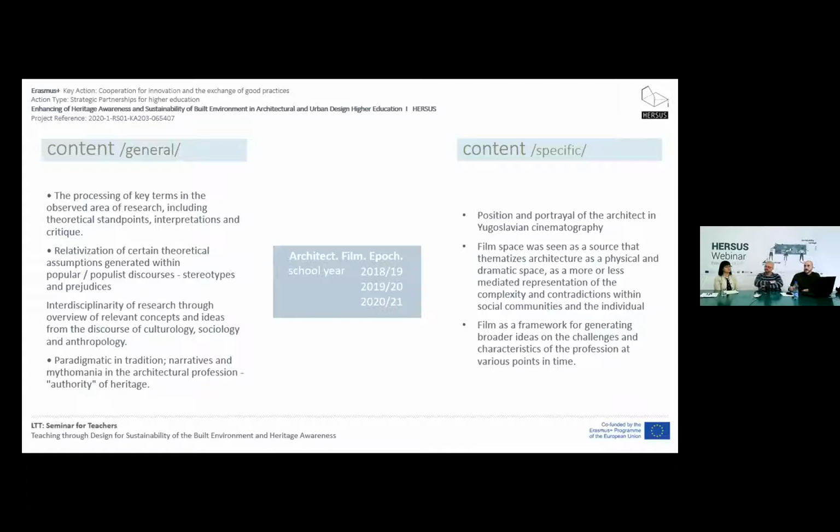Next slide. The general content of the course was directed towards the processing of key terms in the observed area of research, where we tried to implement different theoretical standpoints, interpretations, and critique. That was the first phase, in which we decided to focus on theoretical problems, while the relativization of certain theoretical assumptions generated within populist discourses, such as stereotypes and prejudices, was directed towards understanding the role of heritage in contemporary practice. The focus of research was mainly on questioning the place of interdisciplinarity through an overview of relevant concepts and ideas from the discourse of culturology, sociology, and anthropology.